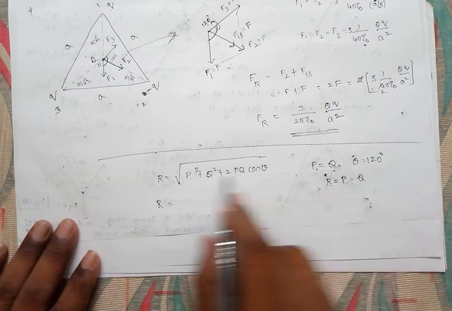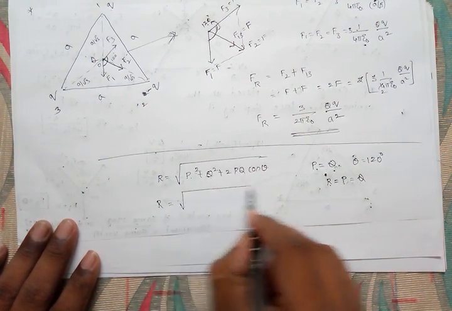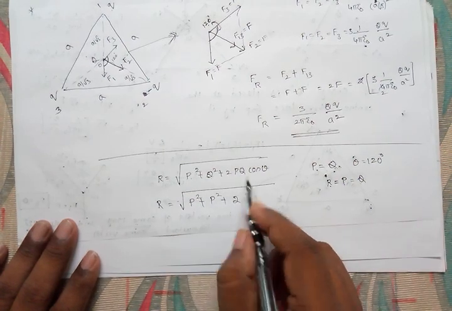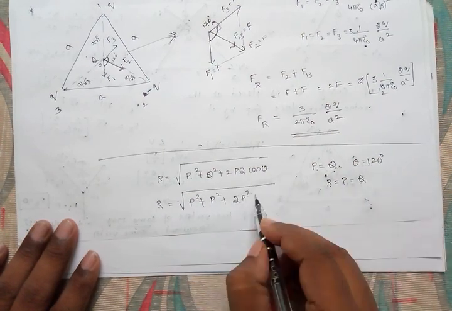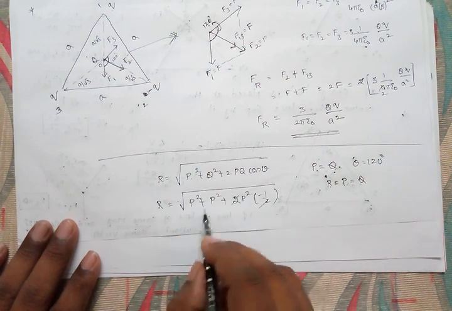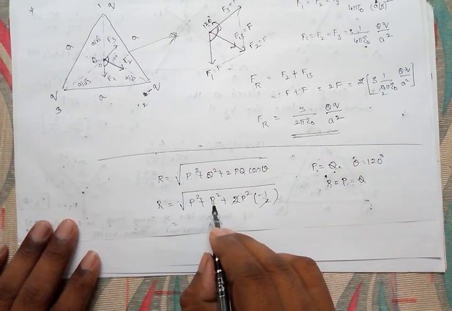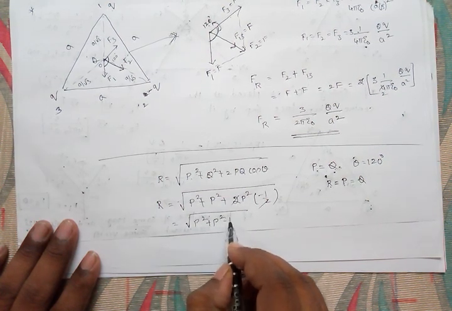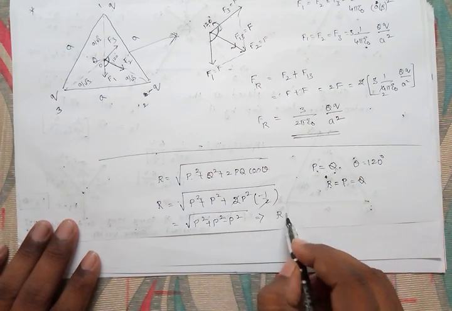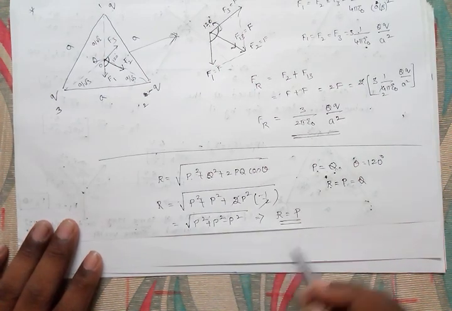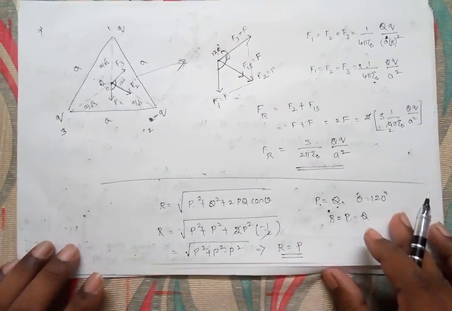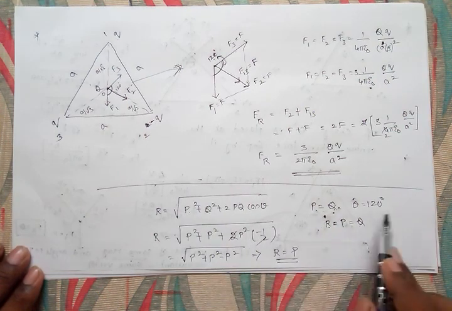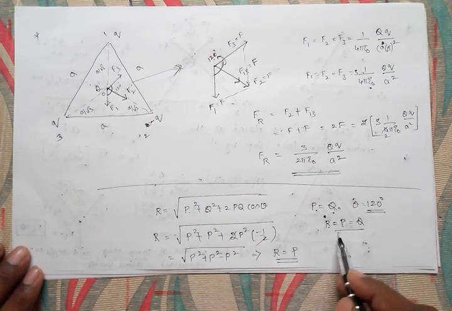So you can substitute p square in place of p square, in place of q also p, in place of p also p, p square cos 120, which is minus 1 by 2. Then minus p square plus p square cancel, so you get p square plus p square minus p square. Therefore the resultant is nothing but p only. So that's why I'm telling you this point. You have to remember this in many cases. You should follow this rule: if two equal vectors are there and the angle between them is 120, the resultant is equal to the same vector.